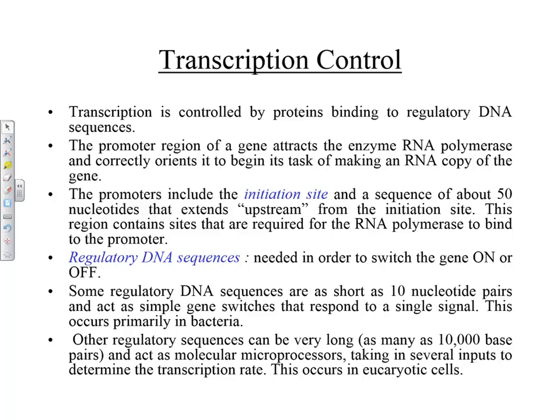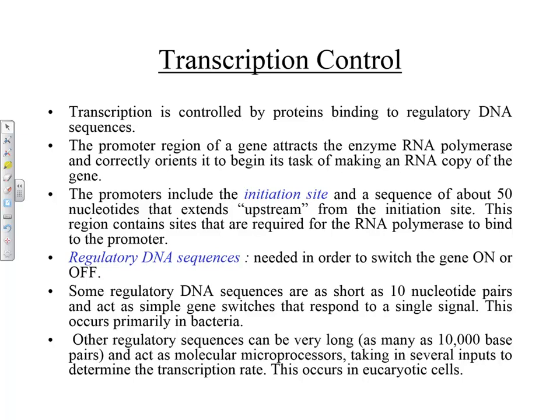Now, in addition to that, there are what are called regulatory DNA sequences that are needed in order to switch the gene on or off. Just putting RNA polymerase over there is not sufficient. There is some other stuff that is required. Some of these regulatory DNA sequences are as short as 10 nucleotide pairs and act as simple gene switches which will respond to a signal. And this occurs primarily in bacteria, and we'll see an example of that.